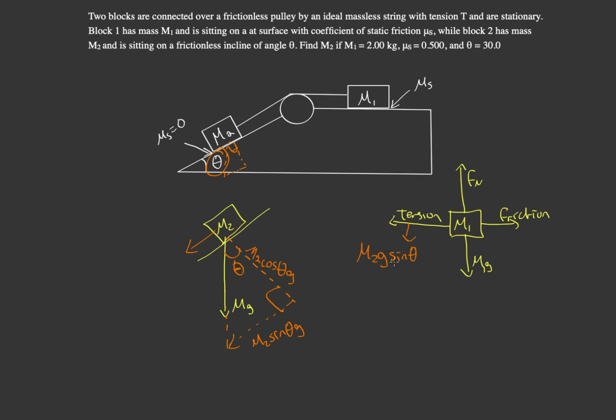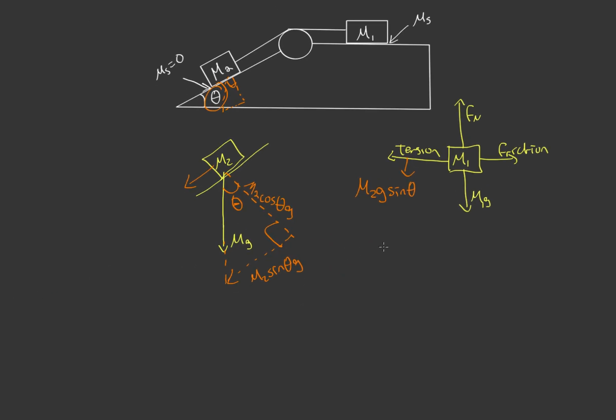So we have the tension on the string on M1 is equal to M2g sine theta, which is paired up perfectly with friction. So these two values are equal to each other. Now, if we want to find what mass M2 could be, well, we have an equation here. We have friction is equal to M2g sine theta. So the friction is the coefficient times the normal force. So the coefficient of M1 times its normal force, which is M1g.